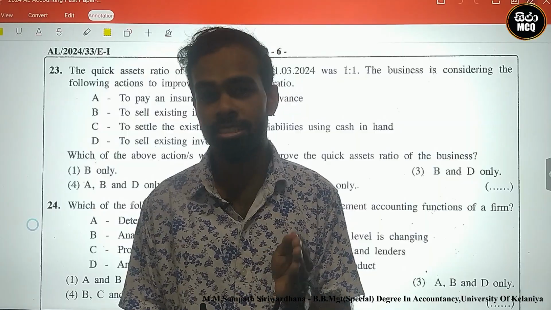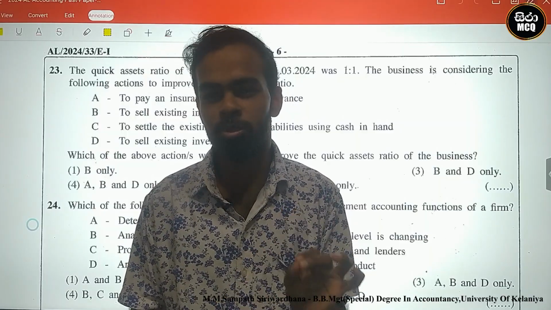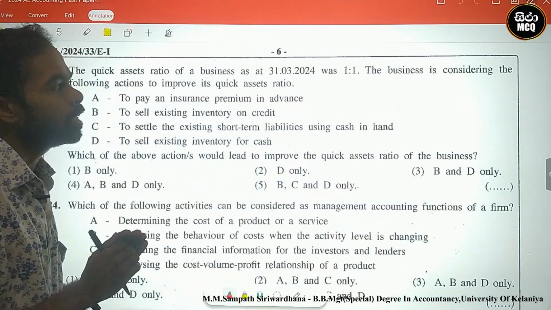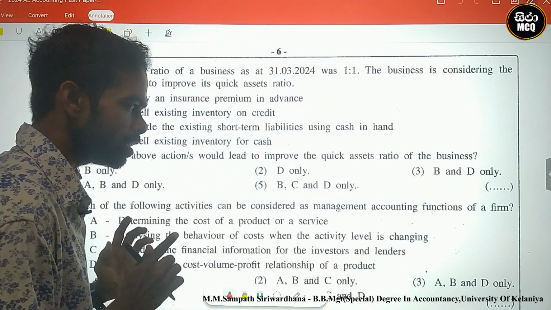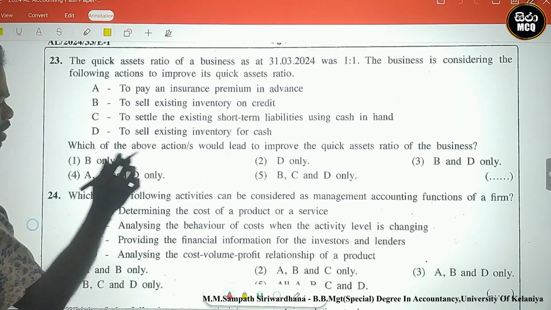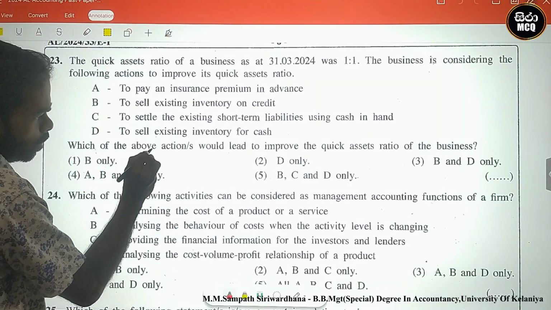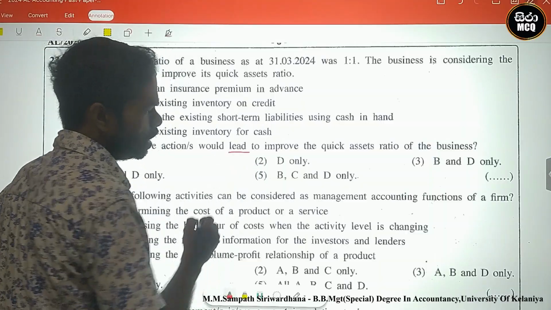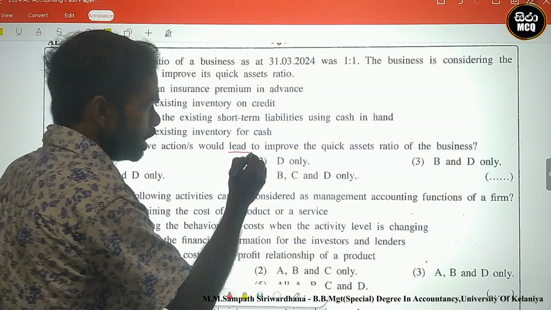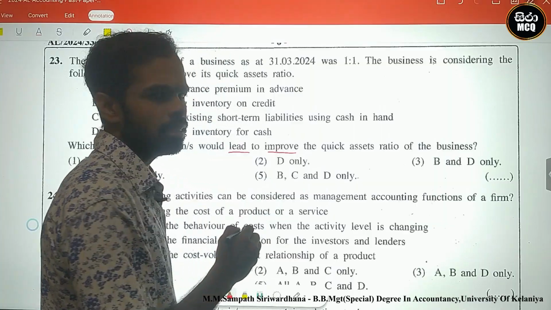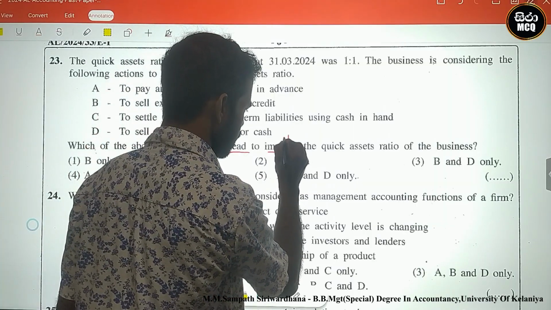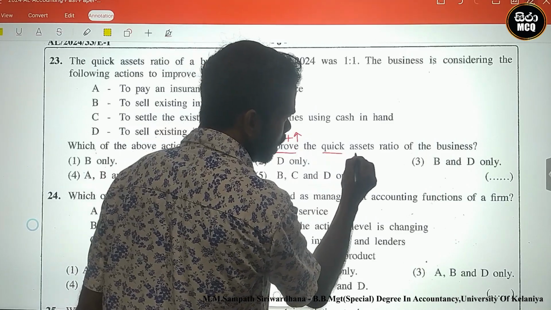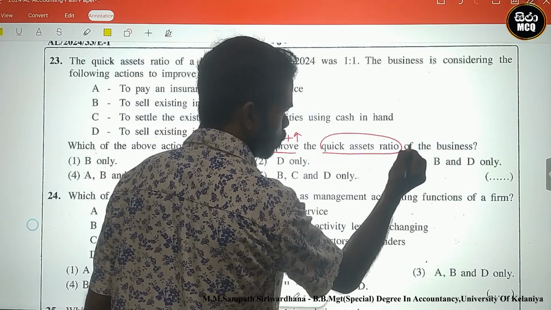Today we discuss the Advanced Level A-level accounting paper 2024, question number 23. This is related to ratio calculation. Look here, what is the requirement? The requirement is: which of the above actions would lead, meaning guide, to improve, meaning increase, the quick asset ratio of the business.